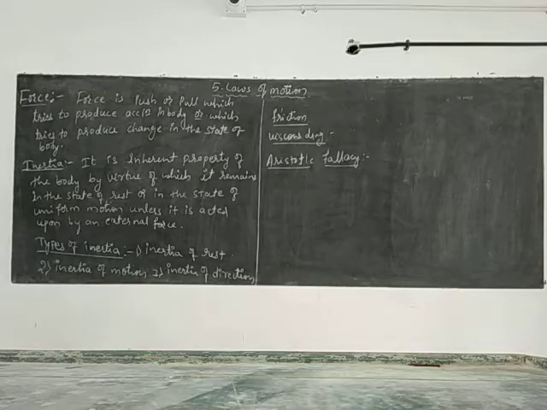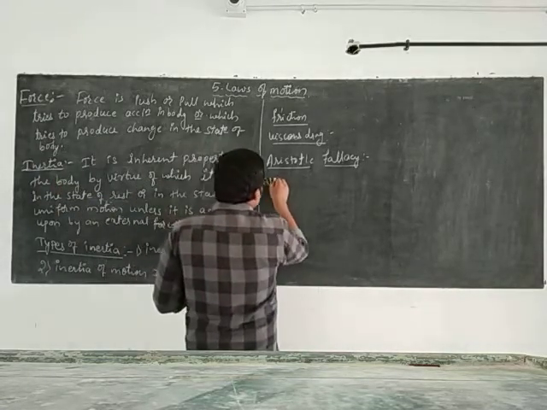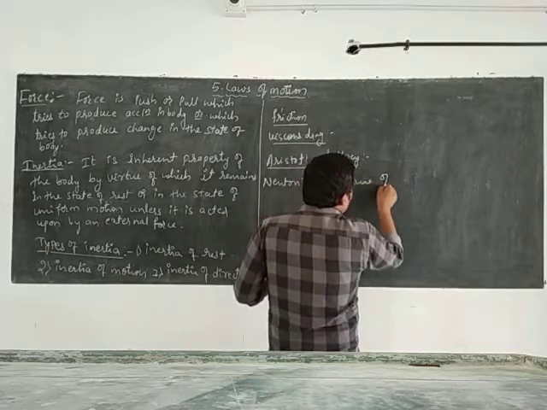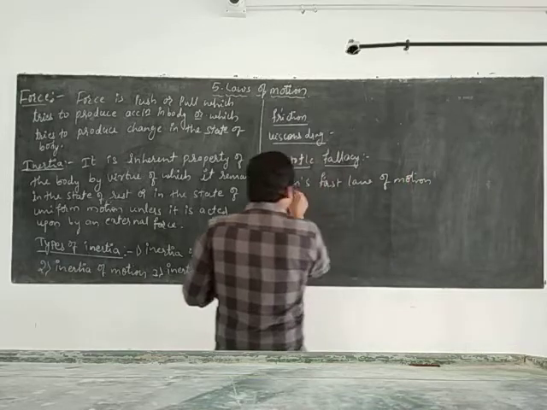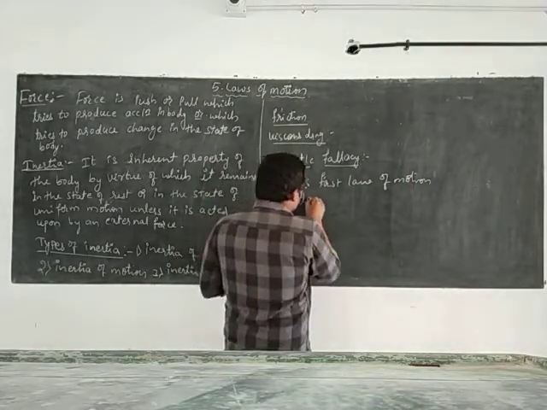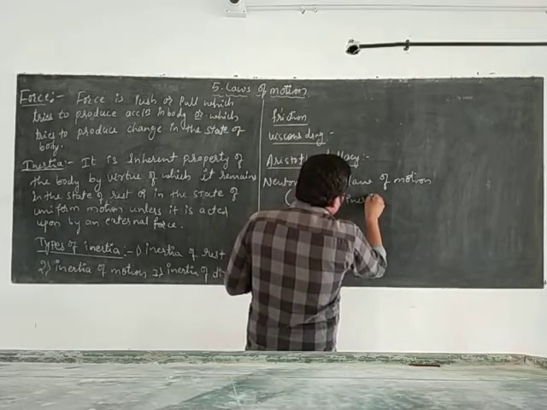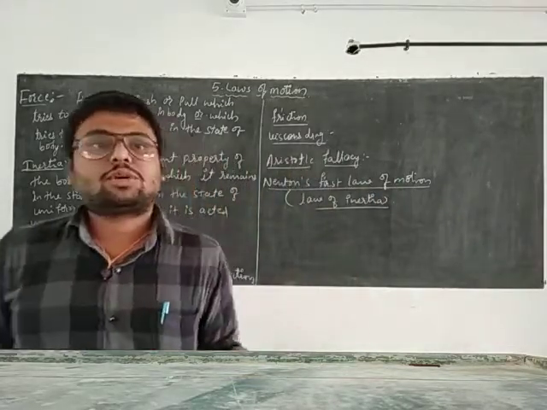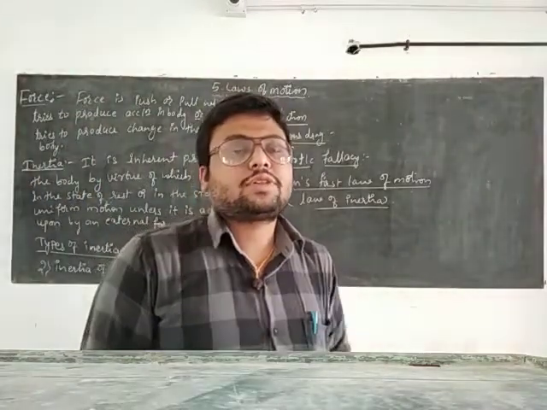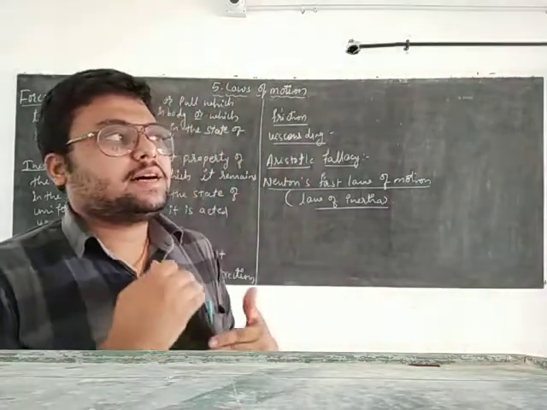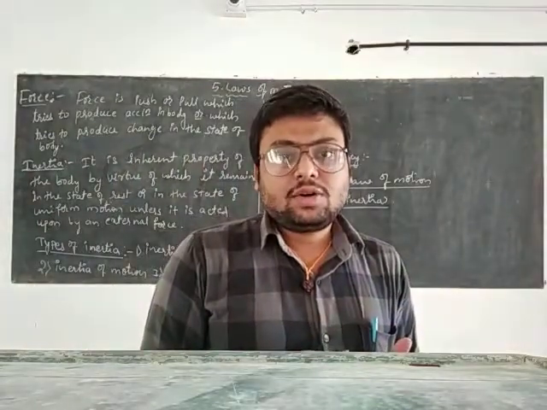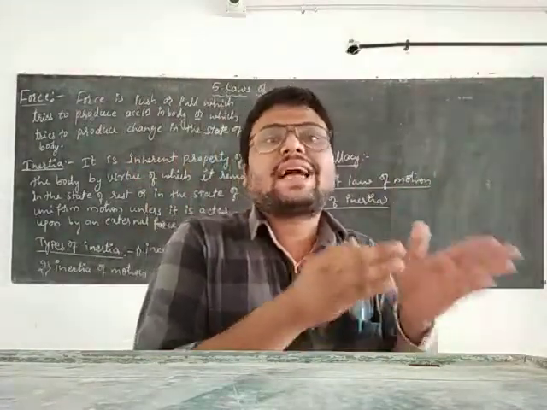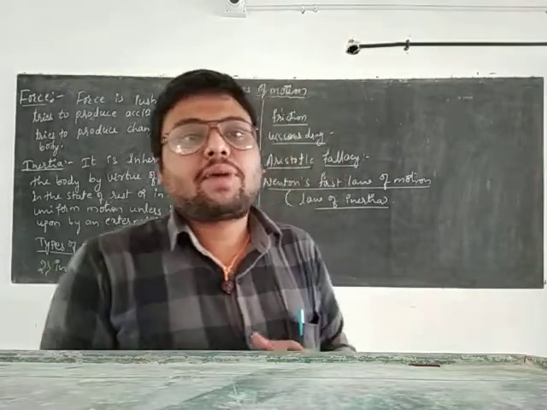Okay, so next comes Newton's first law of motion, which can also be called the law of inertia. So what does it state? Newton's first law of motion states that a body which is at rest or in uniform motion along a straight line tries to remain in that state only until it is acted upon by an external force.